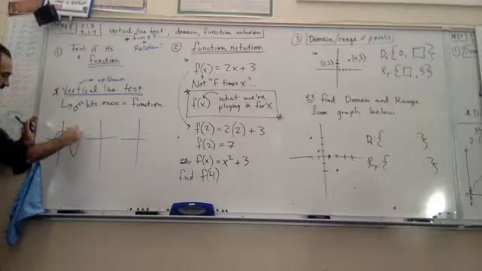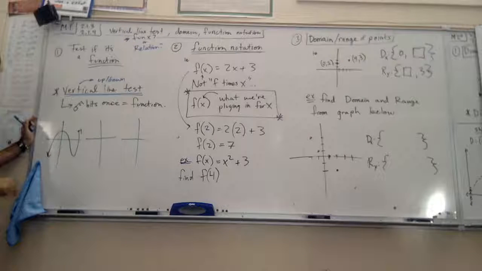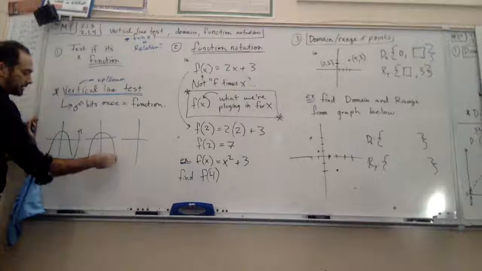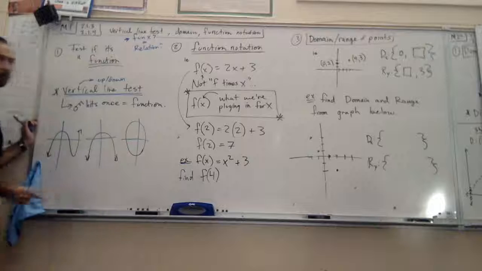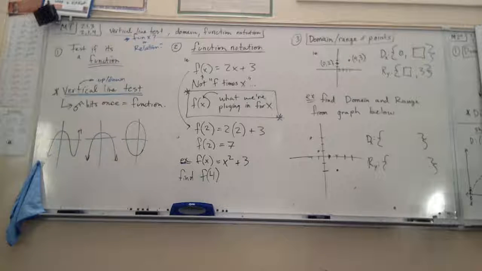Let's have one like this. Let's make a real basic one. Let's do one like that. Let's do this kind of oblong oval, an ellipse.